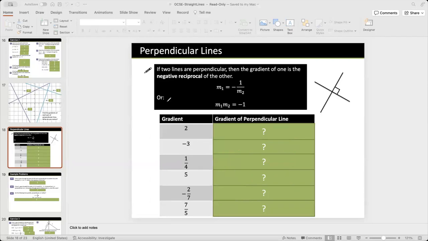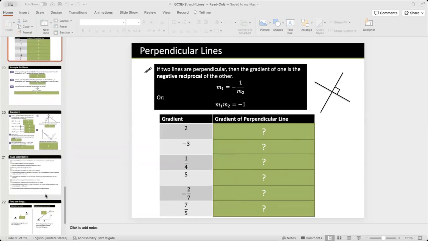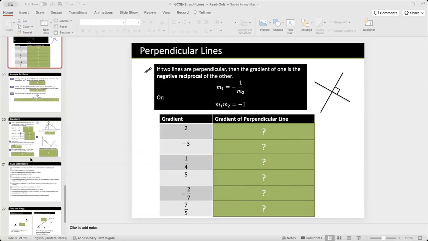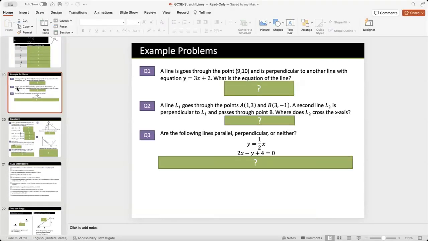So just try and check it. You can pause in between and see, maybe you can get this one right. So let's look at one example. The line goes through (9, 10), and it's perpendicular to the line with this gradient. So this is the gradient now. You must find the perpendicular gradient to it. That gives you minus 1 divided by 3, which is minus 1/3.